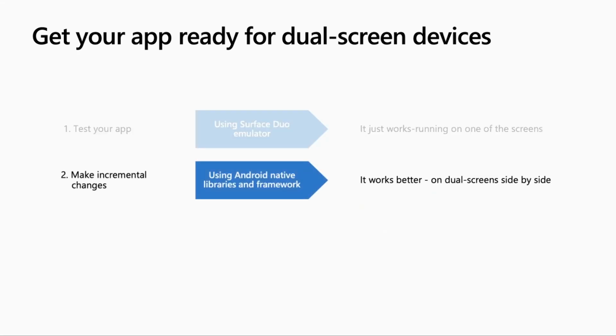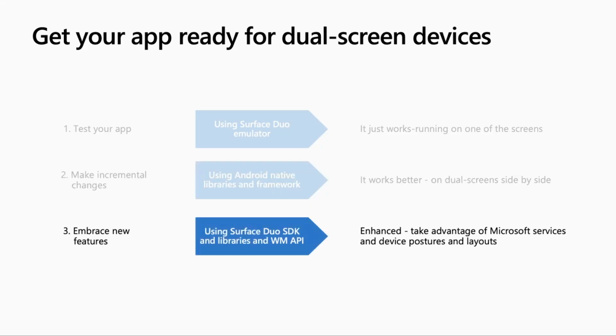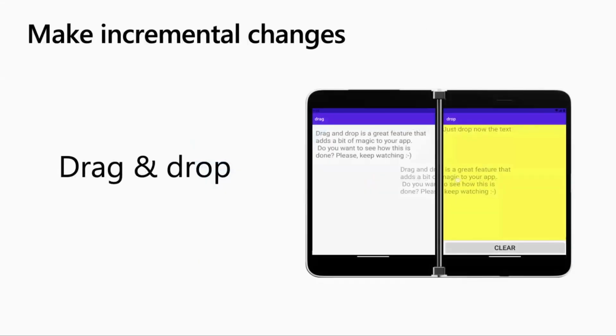Then we can make it a bit better using incremental changes through Android native libraries and frameworks, so it can connect with other apps or take advantage of the second screen. And also now we can go further and use the SDK, our SDK, or the Android Jetpack Window Manager API. And I want to mention that in our beta 1 version, we have also integrated with the Jetpack Window Manager, so you can take advantage of the device postures and its layout. Let's talk about the second step.